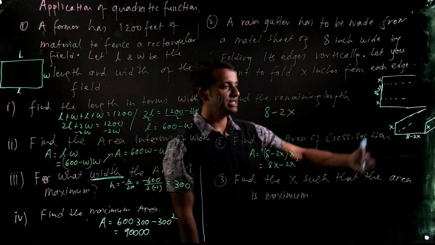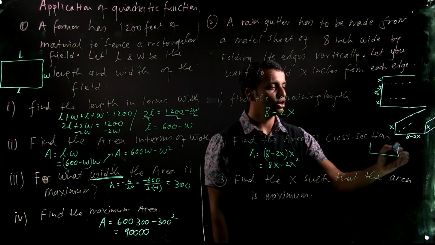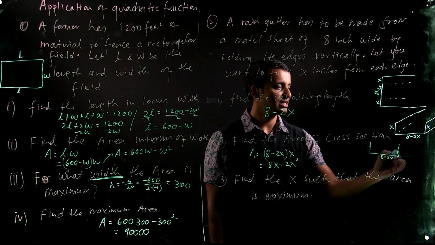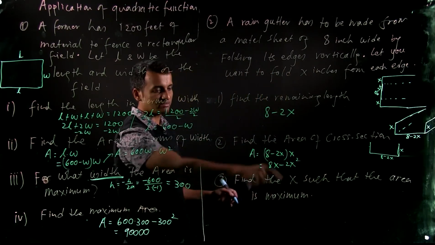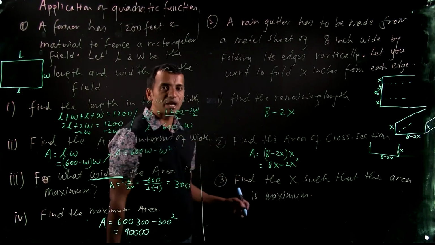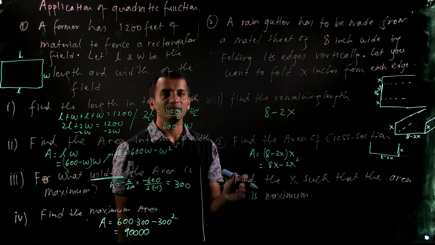The cross section is this part that has a shape like this, with sides 8 minus 2x and x. The area of the rectangular shape is 8 minus 2x times x. The last question is: find the x such that the area is maximum. This is the area, and you need to find x where A is maximum.